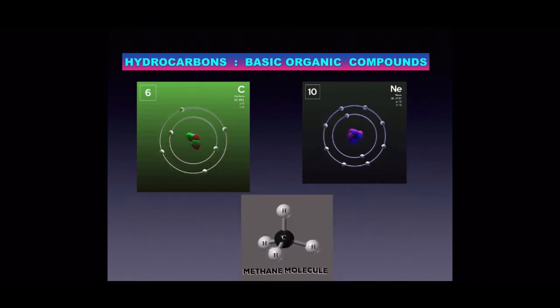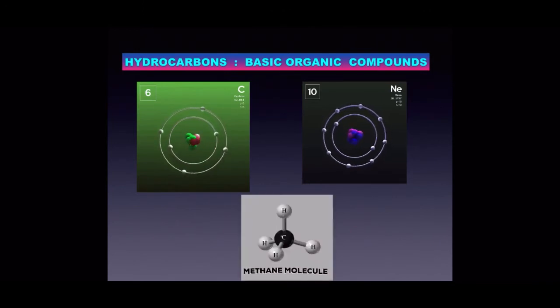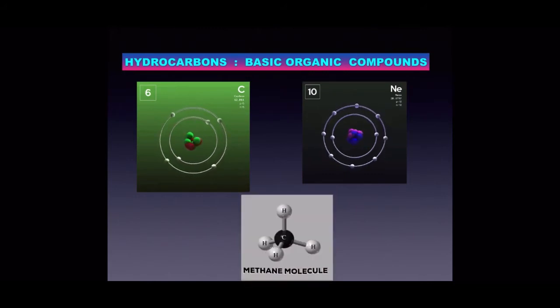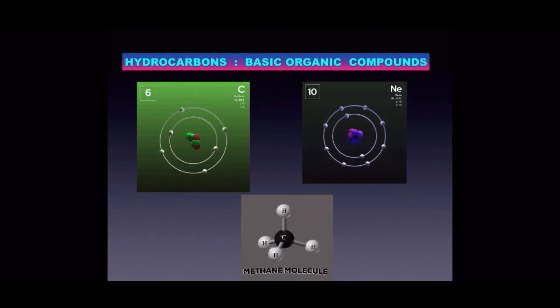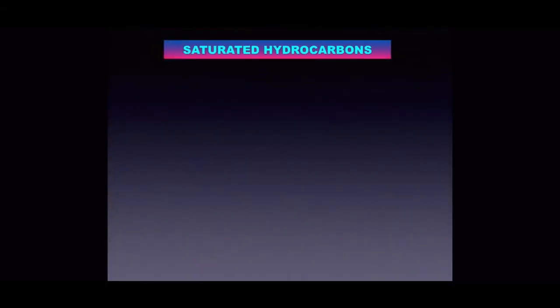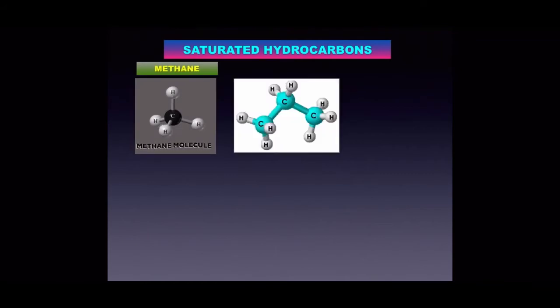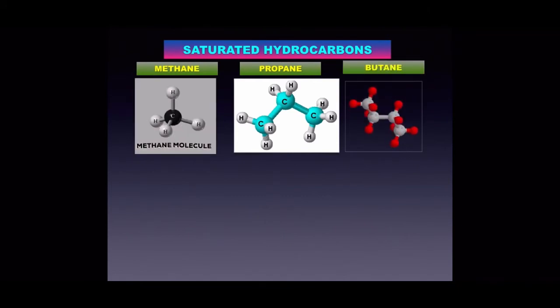A carbon atom exhibits a characteristic property. It can form a chain of carbon atoms by forming covalent bonds with other carbon atoms. The hydrocarbons having only single bonds between carbon atoms are called saturated hydrocarbons. For example, methane, propane, butane.